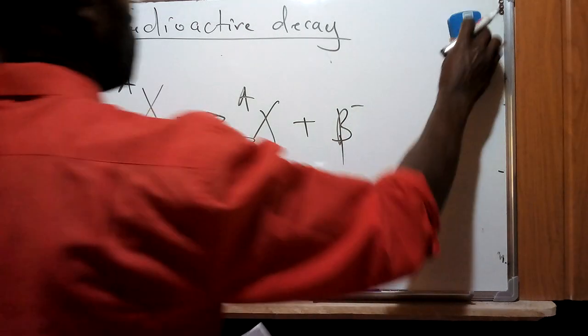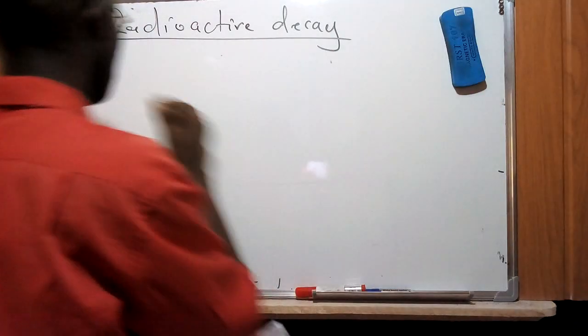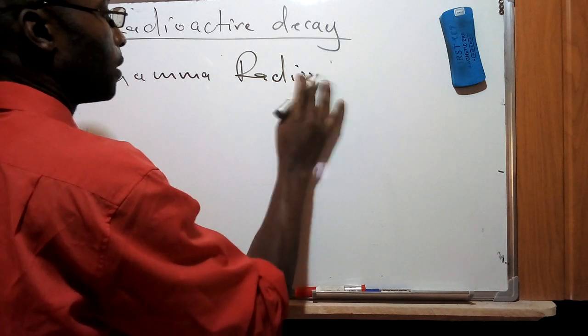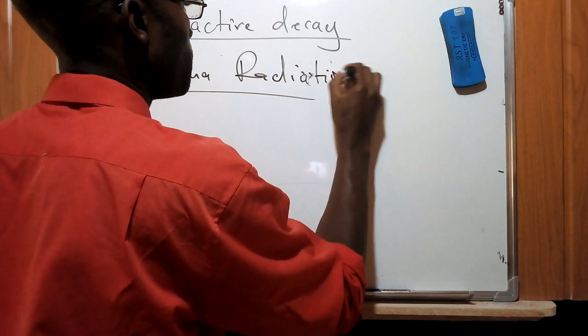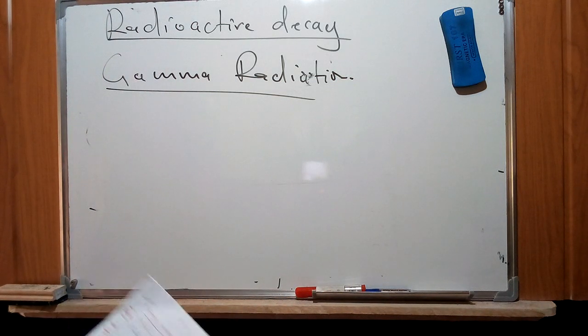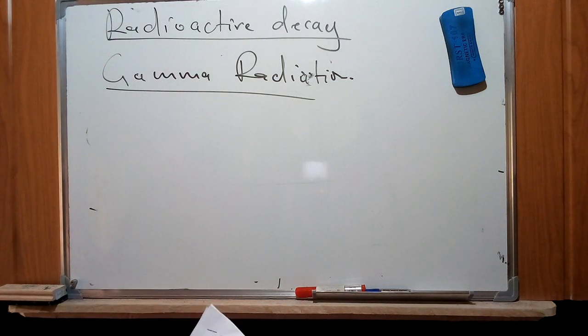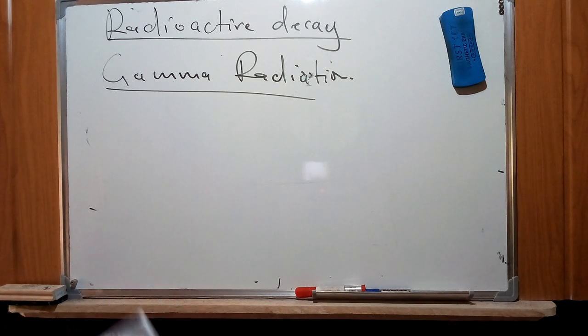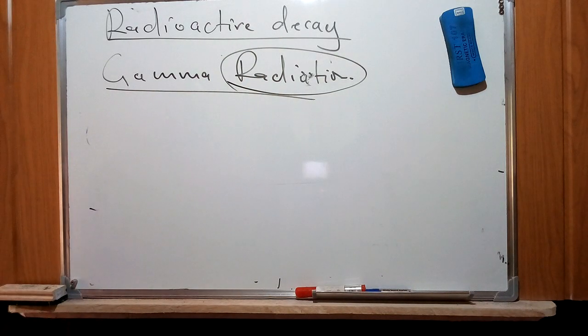So the third one that we talked about was the gamma radiation. The gamma radiation is part of the radioactive decay. For gamma radiation, you find that after a previous decay, a nucleus with excess energy will emit the gamma particle. The previous decay means that the nucleus has undergone either alpha or beta decay. So this radiation is released after a previous decay, and it is a form of electromagnetic radiation that we talked about. That is why we are referring to it as gamma radiation. So this is a form of energy.